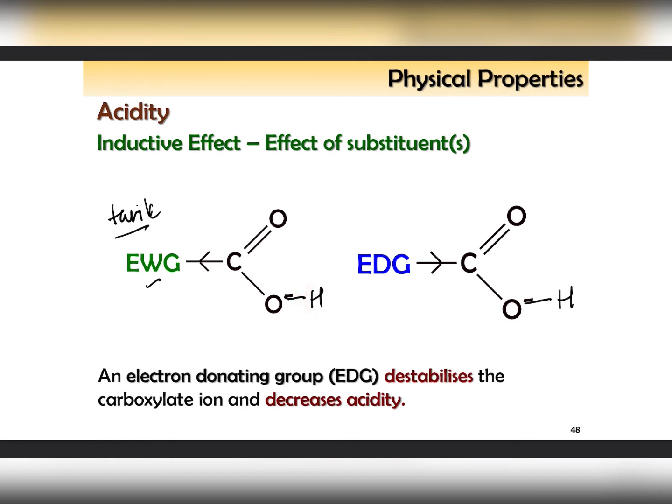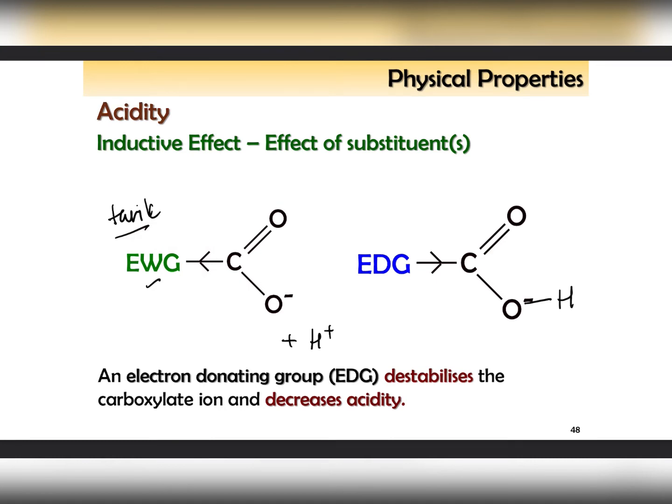So bila it is easily be broken, so you can form this carboxylic ion, this part carboxylic ion, and then kamu akan form H plus ion. Okay, so bila dia prefer untuk form this carboxylic ion, that means concentration of H plus pun bertambah. Okay, dia prefer untuk form. Okay, so carboxylic acid with electron withdrawing group is more acidic.